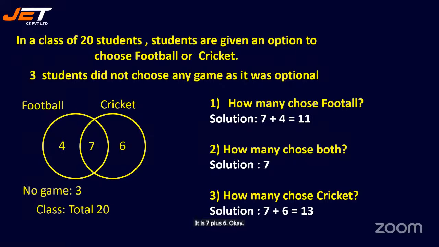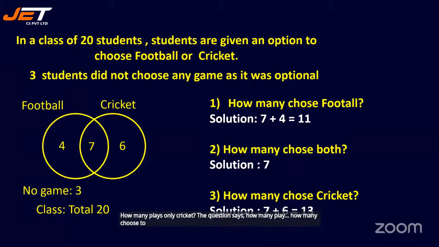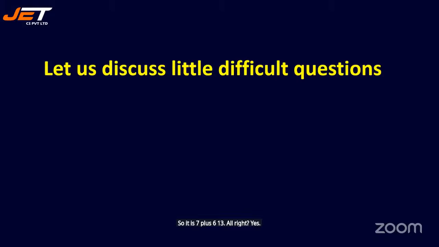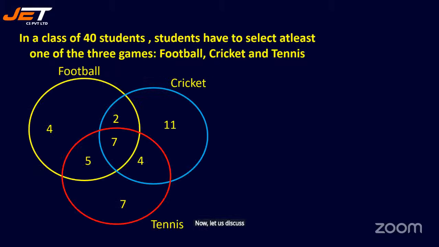Okay, because the players who are playing football will also play cricket. Isn't it? The question does not ask how many play only cricket. The question says how many choose cricket. That's all. So it is 7 plus 6, 13. All right? Yes. Now let us discuss little difficult questions.